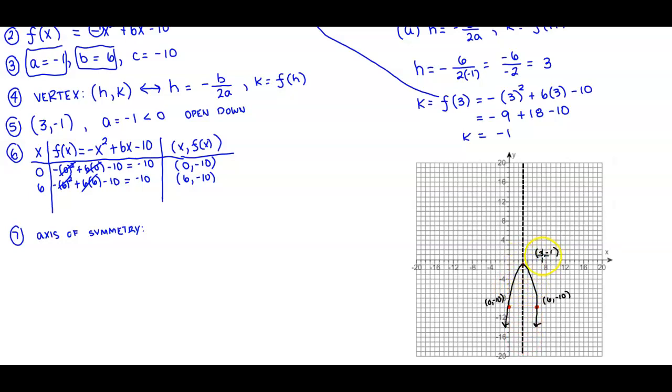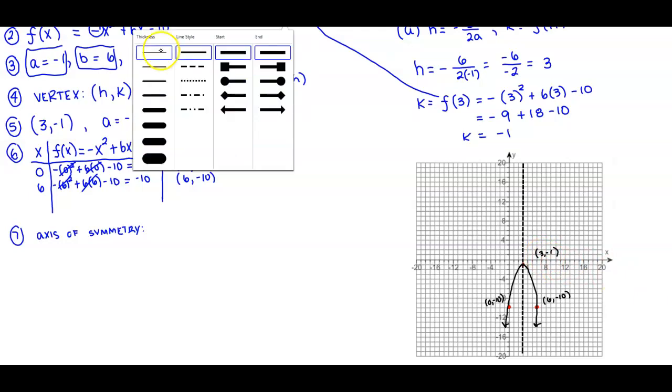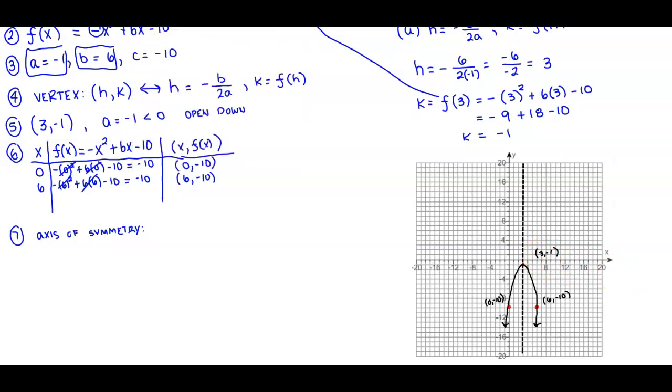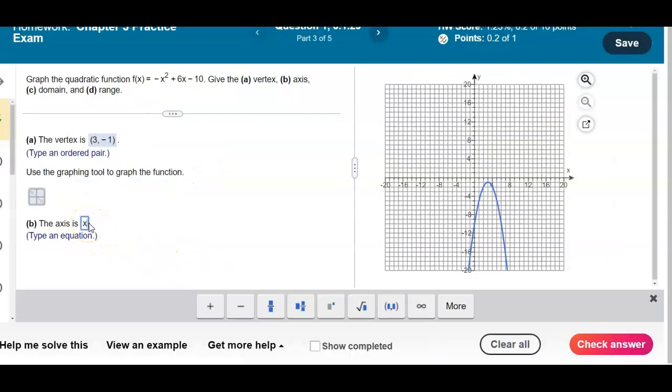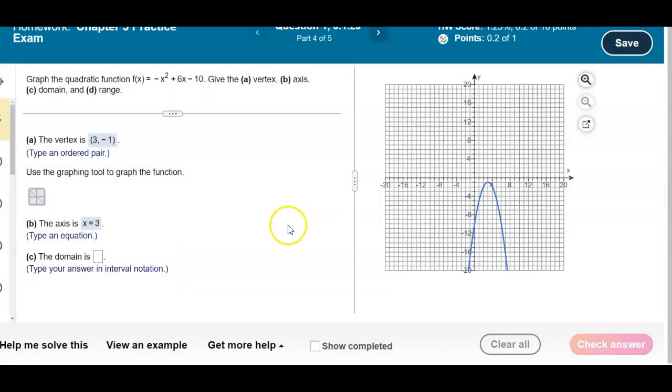Well, it goes through the value of h. So what that means is the axis of symmetry is always going to be x equals whatever h is. Well, we know that h is the x coordinate of the vertex. So therefore, we would say that the axis of symmetry equation is x equals 3. So let's go ahead and put that in. So we have x equals 3. Check our answer, and there is our result.